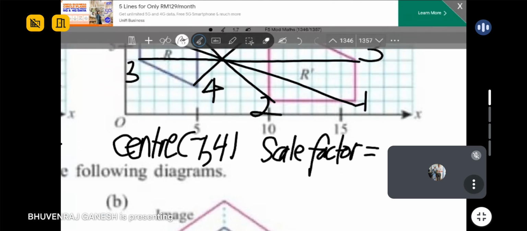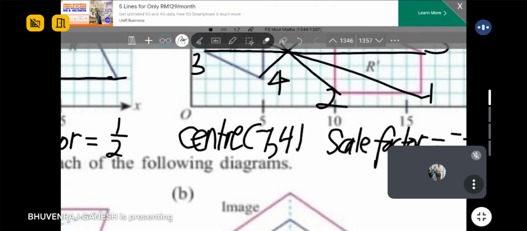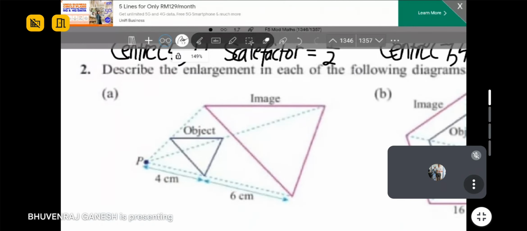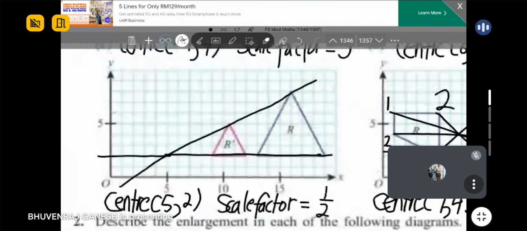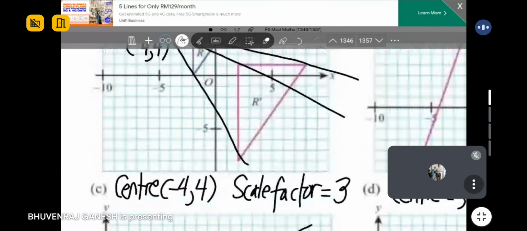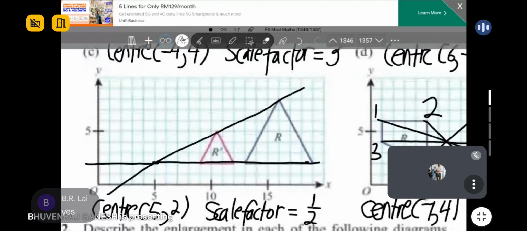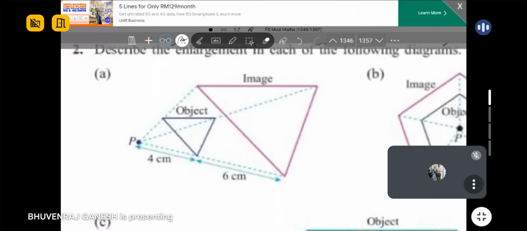Just now, people ask question, can you send back? Because it go up already. I cannot scroll back. Okay, so do you all understand? Boleh faham how to get the center scale factor? For example, okay, so hopefully you all understand better.